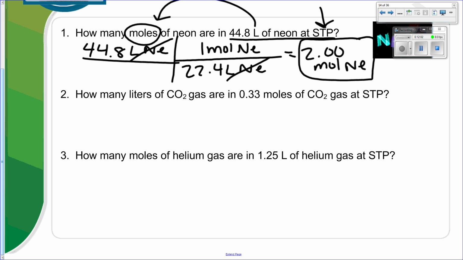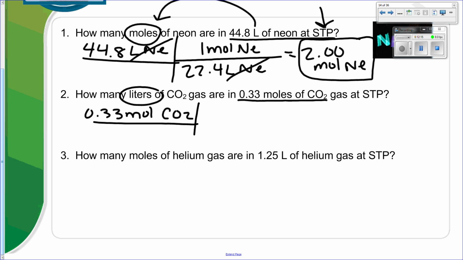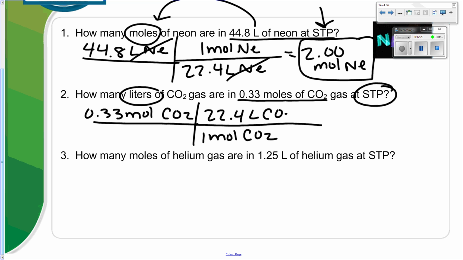All right, welcome back. Let's check our work, see how we did. So we've got 0.33 moles of CO2 gas, and we're going to liters. So we start with 0.33 moles of CO2, and then 1 mole of CO2. Since it's at STP, it's 22.4 liters of CO2. Remember, this doesn't apply if it's not at STP. And when you solve it out, you get 7.4 liters of CO2.